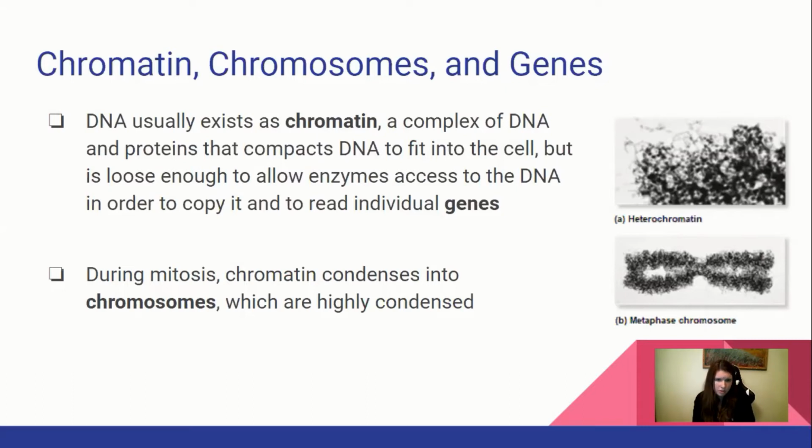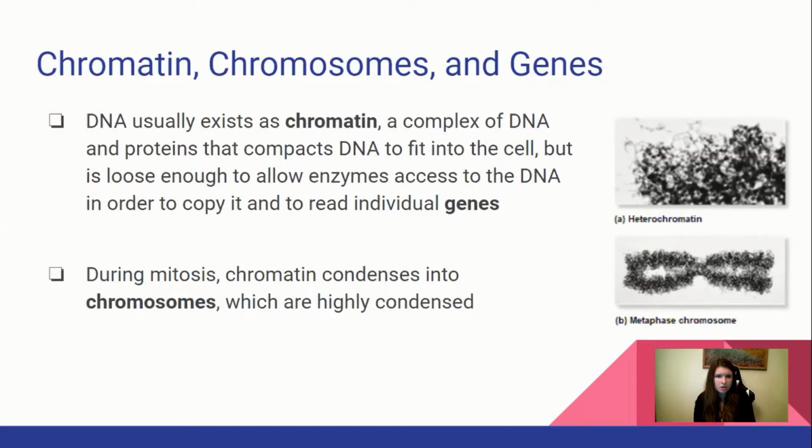Okay, so chromatin is a complex of DNA and proteins that compacts the DNA to fit enough into the cell, but is loose enough to allow different enzymes to access that DNA so that they can read specific genes to make proteins, so that they can make new copies of the DNA, so that they can do stuff. On our DNA, we're going to have individual genes, which we'll talk about in a second.